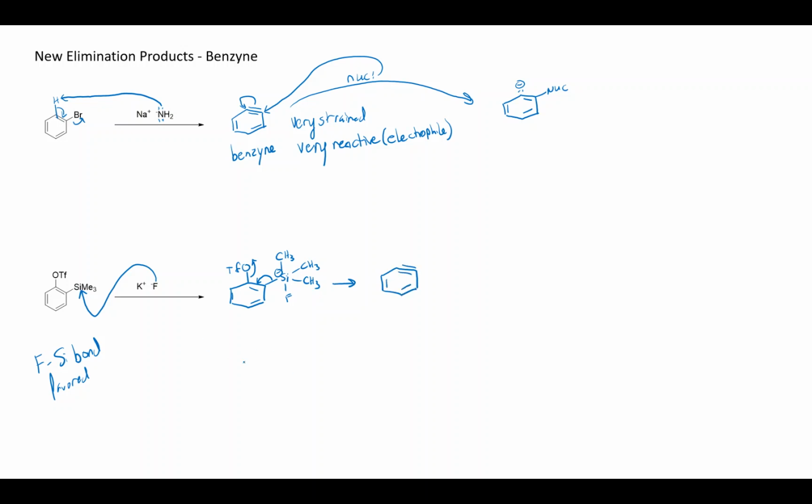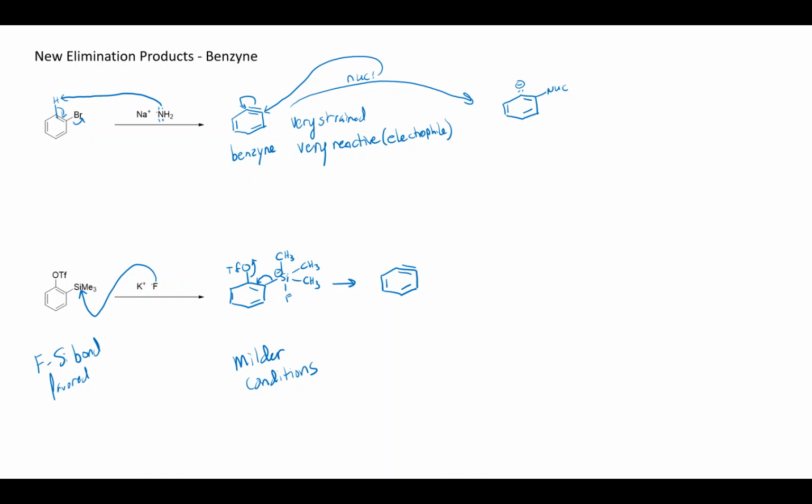So this is just a milder, right? These are milder conditions. KF has its own issues, but in general, KF is easier to handle than sodium amide. And so people prefer, if available, to use this trimethylsilyl group and the triflate group on neighboring carbons, and you can do an elimination once again to make the same benzyne intermediate that we made above, right? A very strained, very reactive, very electrophilic benzyne intermediate.